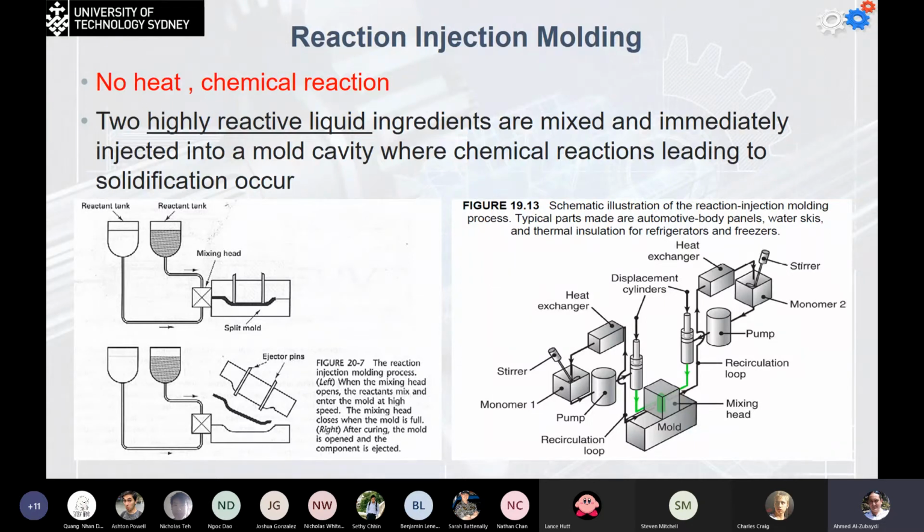The reaction injection molding usually, well, actually, did anyone send a message here? Oh, no, not you, sorry.